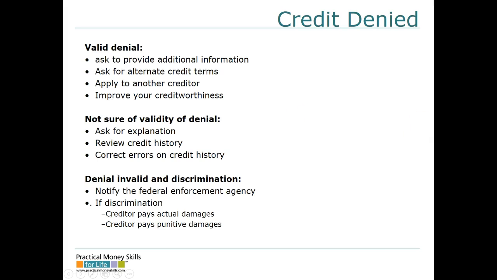If you're denied credit and it's a valid denial, then you need to ask the creditor if they can provide you additional information, or you need to arrange some alternate credit terms with them, or ask for that at least. Apply to another creditor whose standards may be different. Do the things you need to do to improve your creditworthiness, such as pay bills on time, increase income, reduce spending, obtain a secured card, and then reapply.